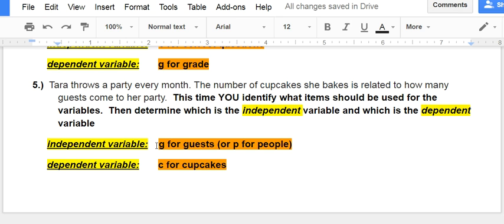So obviously, guys, G we could use for guests, or P for people if you want, and C are the cupcakes. The cupcakes are dependent on how many people are coming to the party. Right? She's not going to cook 3,000 cupcakes and then only have 5 people at the party. It wouldn't make much sense. So she's going to determine how many people are coming to the party before she bakes the cupcakes. So it makes sense for her to know the people first, right? And she has control over that. She can invite as many people as she wants or as few people as she wants. Once she knows that, she bakes the cupcakes accordingly.